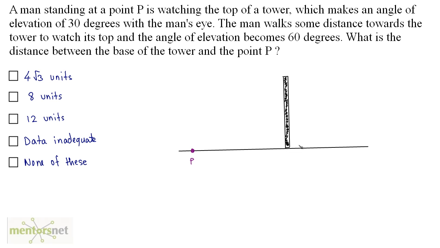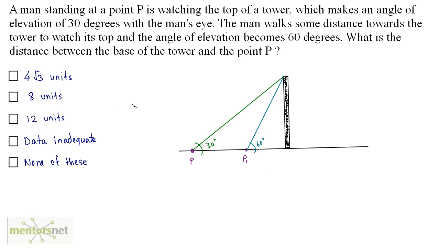So we have a tower standing on the ground, and this is the point P where the man is standing, and he is looking at the top of this tower, and the top of this tower makes an angle of elevation of 30 degrees with the man's eye. So I can say that this angle is 30 degrees, right? Now the man walks some distance towards the tower. Let's say he walks some distance and he reaches this point, let's say it is P1. Now the angle of elevation becomes 60 degrees. So this angle of elevation is now 60 degrees, right?